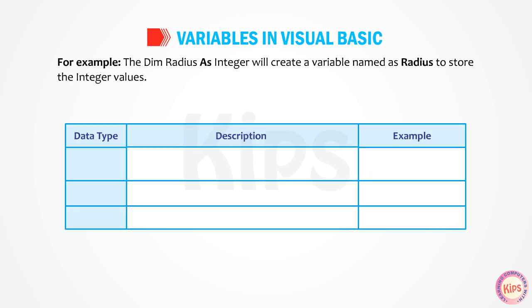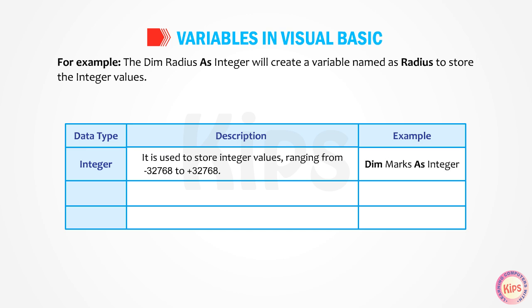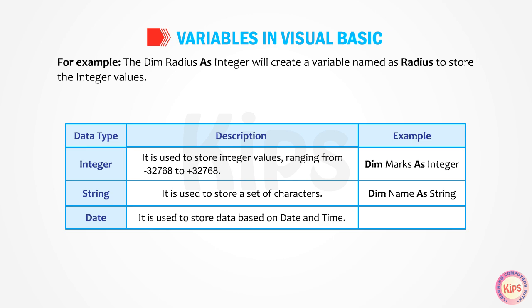Data type, description, example. Data type, Integer. Description: it is used to store integer values ranging from -32768 to +32768. Example: Dim marks As Integer. String. It is used to store a set of characters. Dim name As String. Date. It is used to store data based on date and time. Dim DOB As Date.